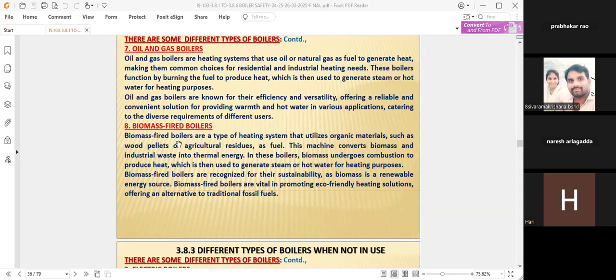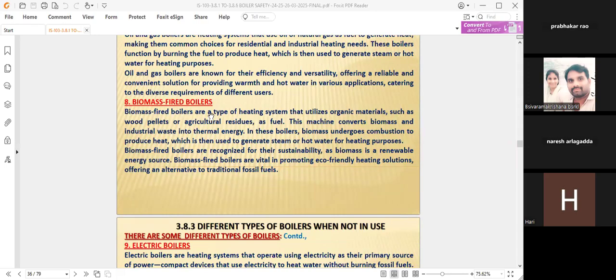The biomass fired boilers are also important. Biomass fired boilers are a type of heating system that utilizes organic materials such as wood pellets and agricultural residues as fuel, such as rice straw and other dried agricultural residues. The wooden industries also have a lot of wastage in the wooden pieces, which they cannot recycle into the wooden manufacturing. That's why they can use them as pellets, as fuel in the burners and boilers, along with agricultural residues as fuel also. That is called biomass.